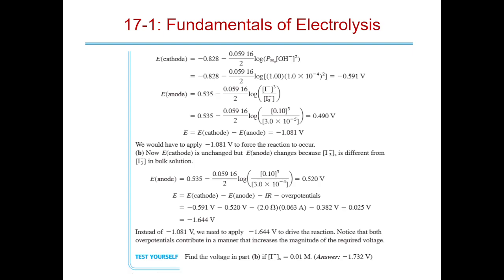So we plug in our numbers. Negative 591 volts comes from the previous problem right here, because that didn't change. This one changed, so it's that one right there, because our I3 minus changed. Did I lose you? Yep, you got it. Because remember, our I3 minus got 10 times the concentration, so that's going to change that voltage. That's a concentration cell, by the way.